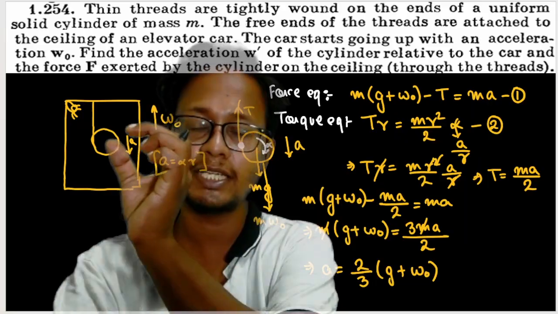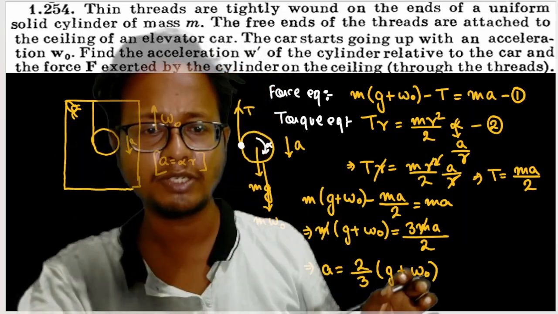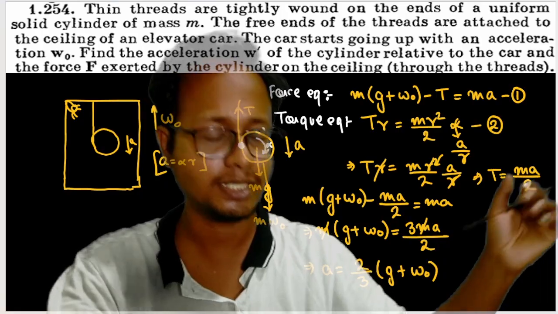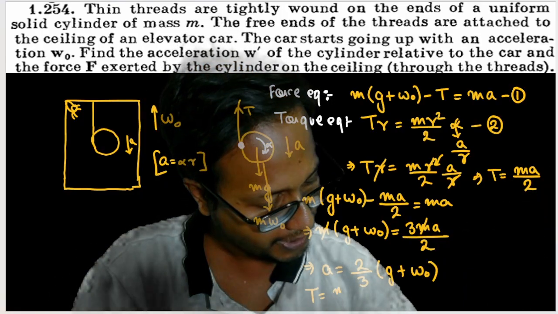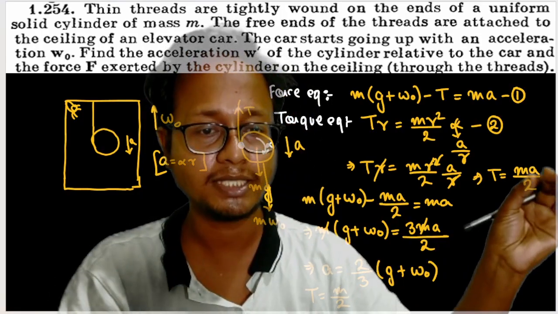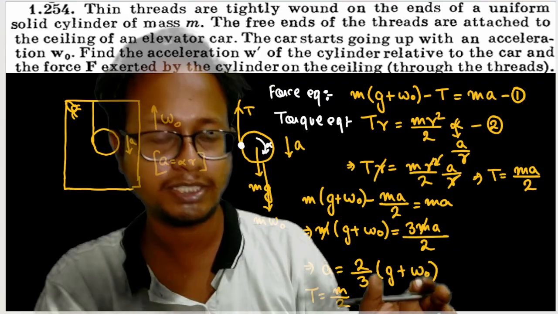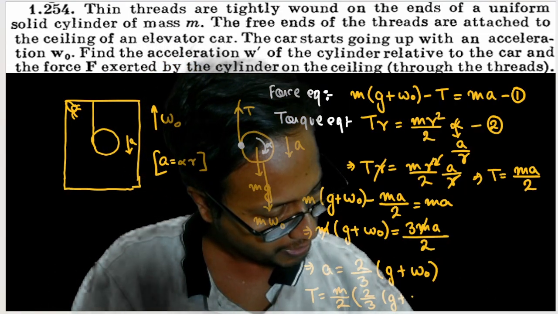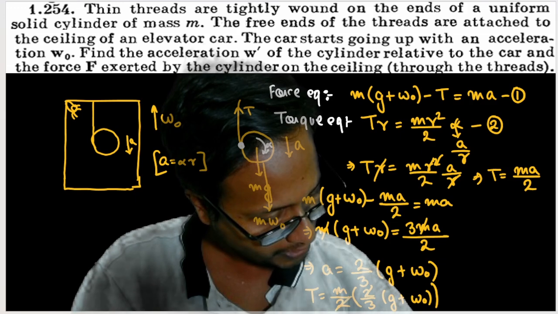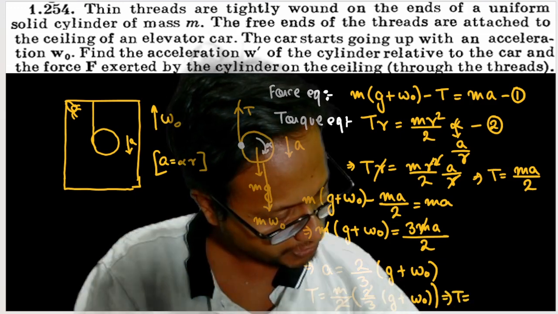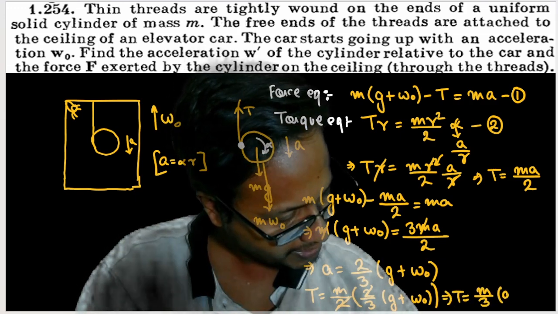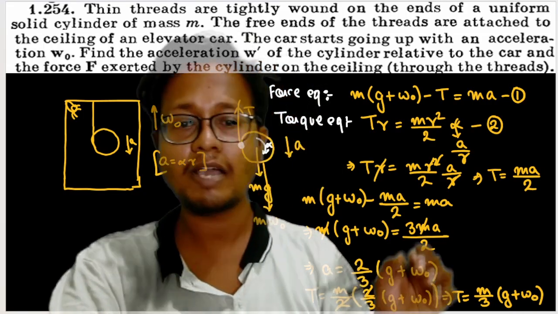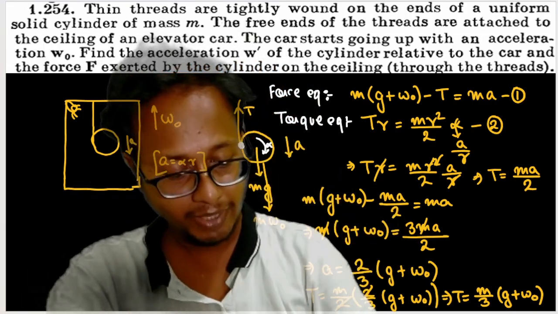Or acceleration of this cylinder as seen by some CCTV is nothing but 2 by 3 g plus omega naught. And tension force is nothing but m by 2 into acceleration, and acceleration is nothing but 2 by 3 into g plus omega naught. This 2 and this 2 get cancelled. Or tension force is equal to m by 3 into g plus omega naught. This much is understood.